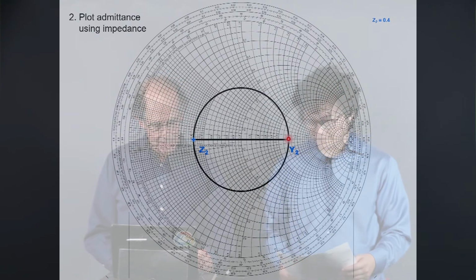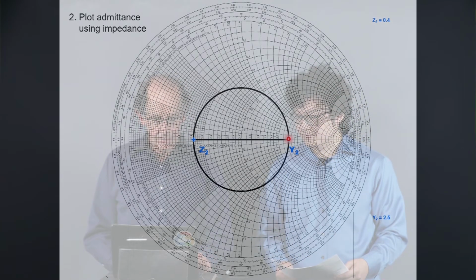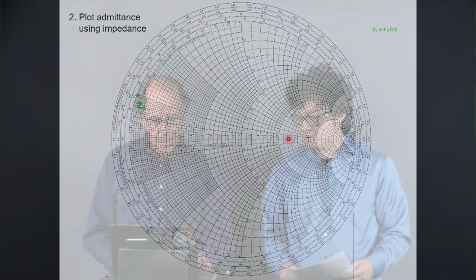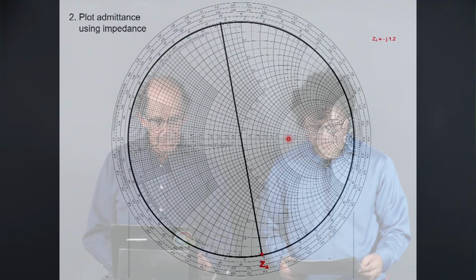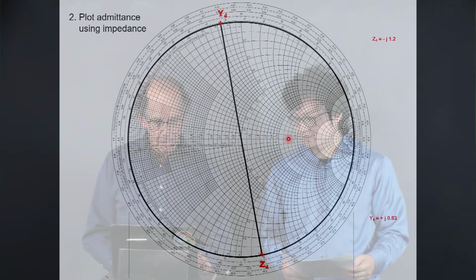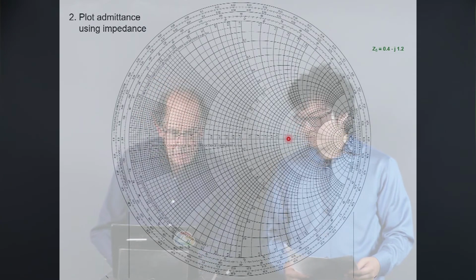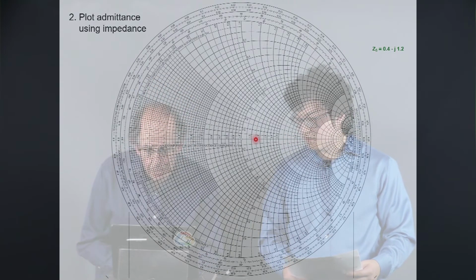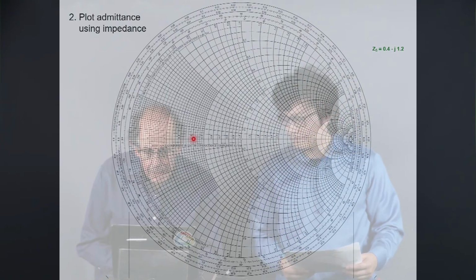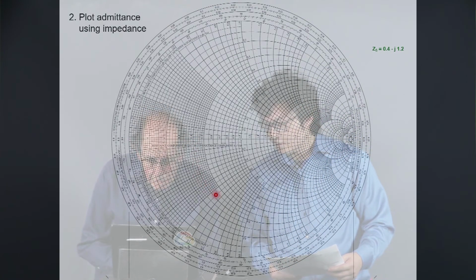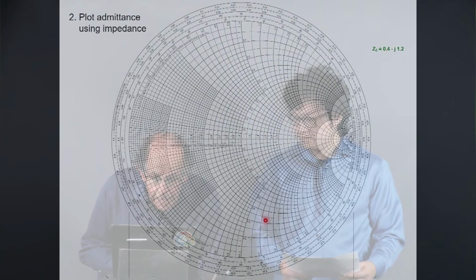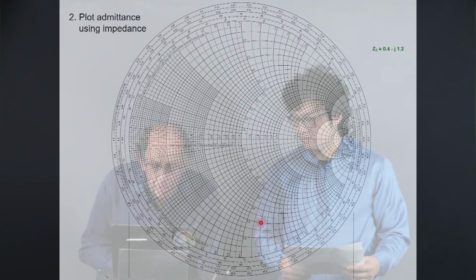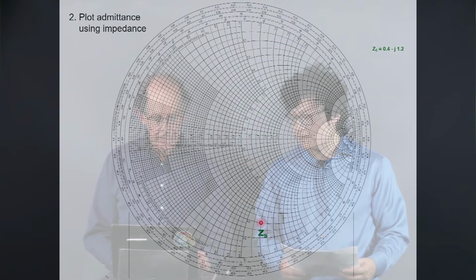Let's do one more. Okay, next one. As we said, let's skip that one. Let's do one that's a little more interesting, the ones that have mixed, extra pieces. So there's one. Let's find this one first. 0.4 is here, and we slide down to minus j1.2. So that's where Z should be. There it is.